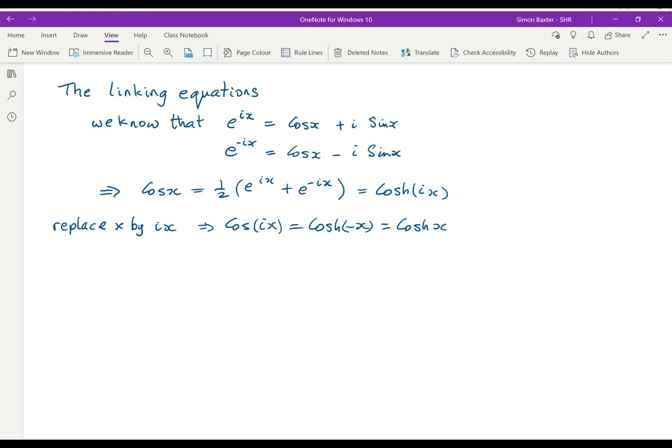If I go back to the first equations, and instead of adding, let's subtract and divide by 2i. We get that sine x, subtracting, we get 2i sine x. So if we divide by 2i, we get sine x.